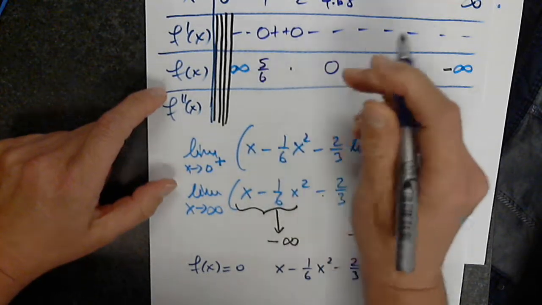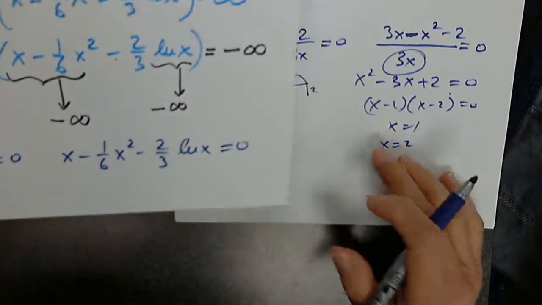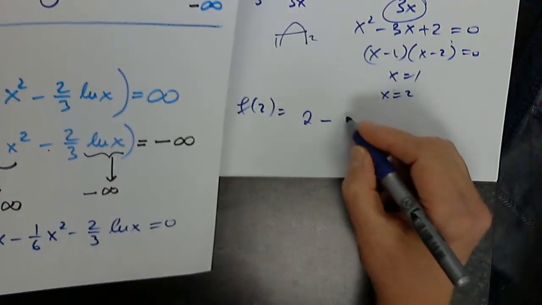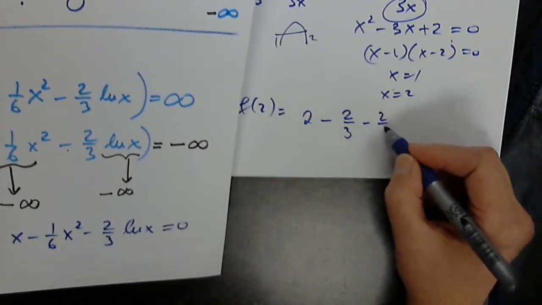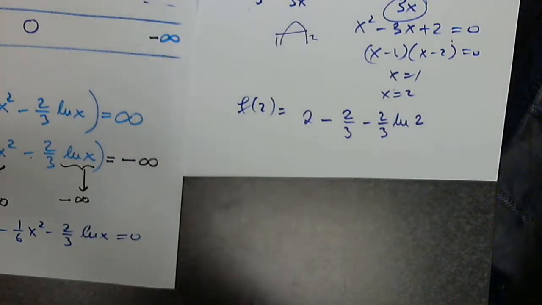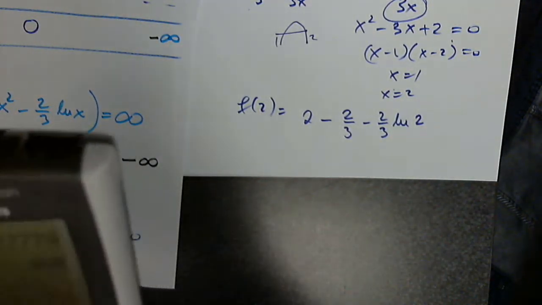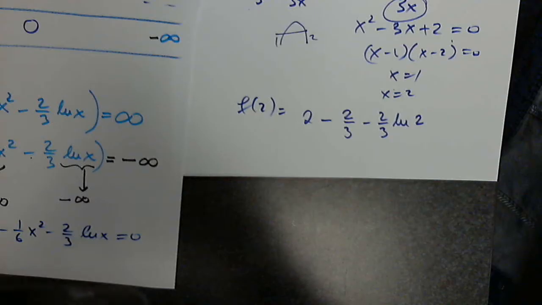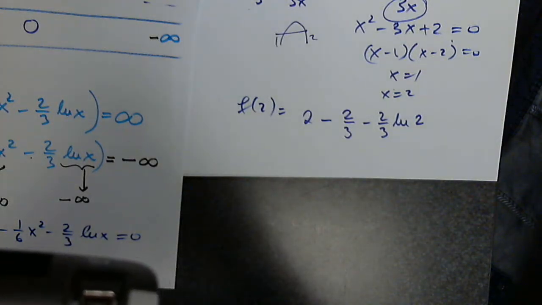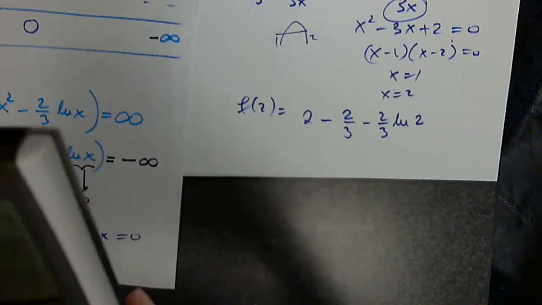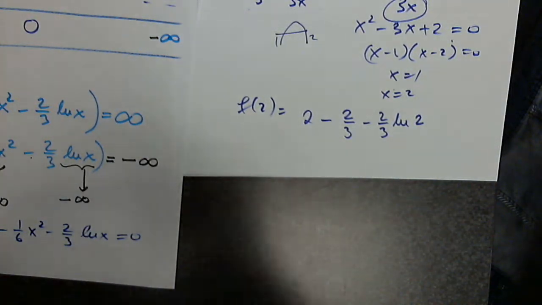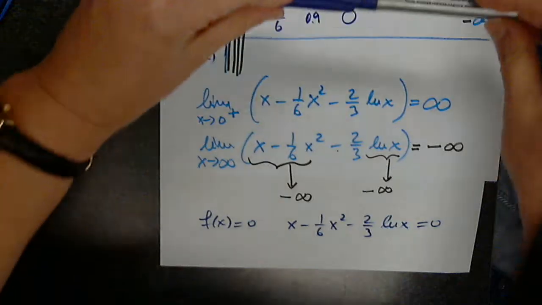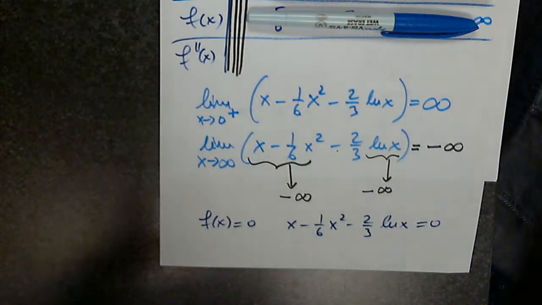Now I have to find f of 1, and I have to find f of 2. F of 1 will be 0, and 1 minus 1 sixth is 5 sixths. And when I plug in 2, it's a little bit more work. So f of 2 will be 2 minus 4 over 6, which is 2 thirds, and minus 2 thirds natural log 2. I'll put this in my calculator: 2 minus 2 divided by 3 and minus in parentheses 2 divided by 3 natural log 2. Okay, I got 0.87. Gonna say 0.9.